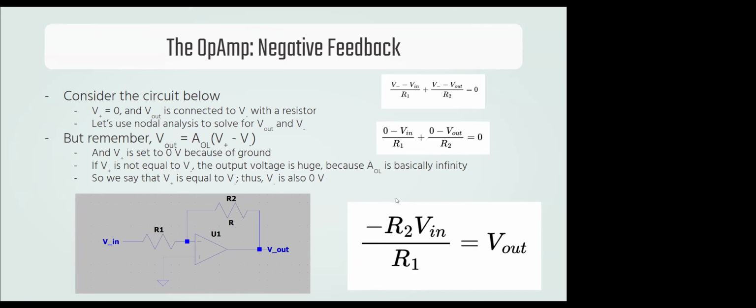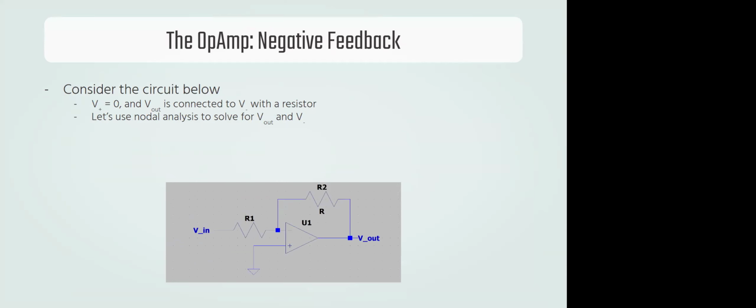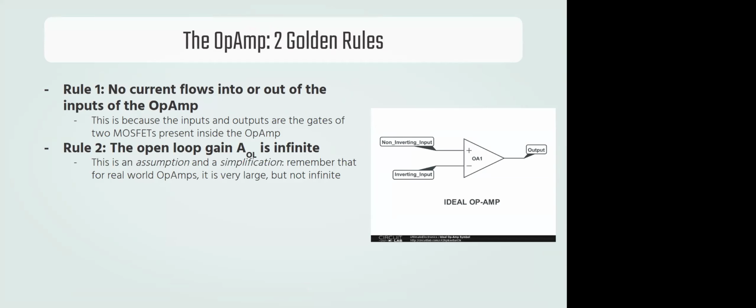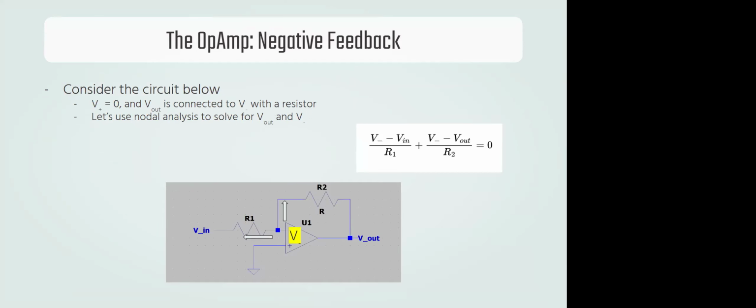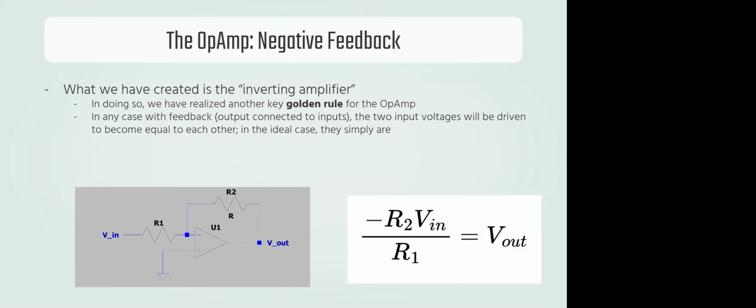And remember, to derive this equation, all we did was use nodal analysis. We didn't do anything special. It was just pure nodal analysis. And so we realized another key golden rule for the op amp. The first two golden rules that we discussed were that no current goes into or out of the input terminals of the op amp, and that the open loop gain is infinite. And we used those two assumptions to derive this equation for the op amp.